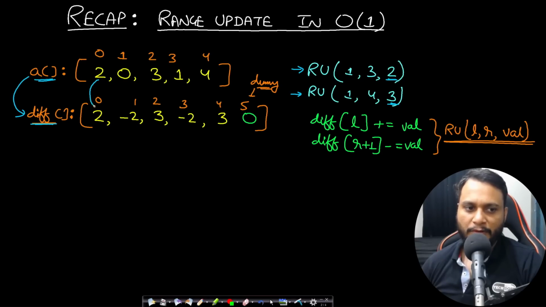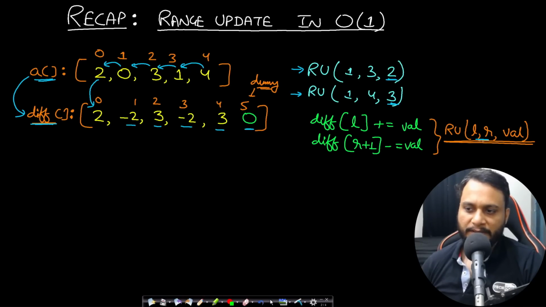Now from this array, I will create a gradient array or the difference array. The first value will always be the same, and after that, the rest of the values will just be relative differences. That means 0 minus 2, which is minus 2, 3 minus 0, which is 3, 1 minus 3, which is minus 2, 4 minus 1, which is 3. The end value is just a dummy value, and I have appended a 0.